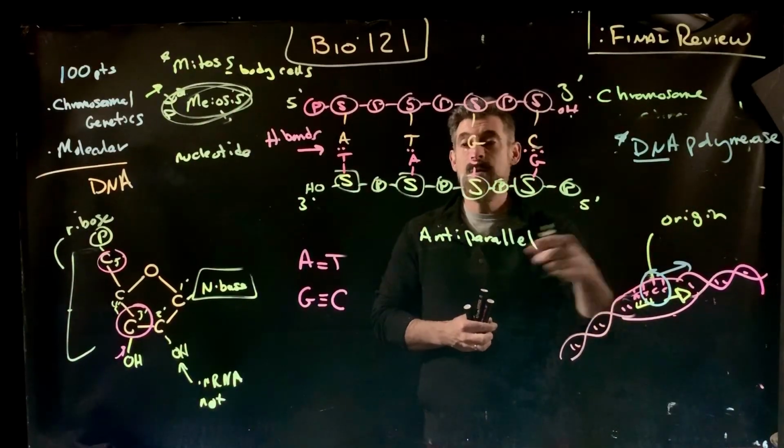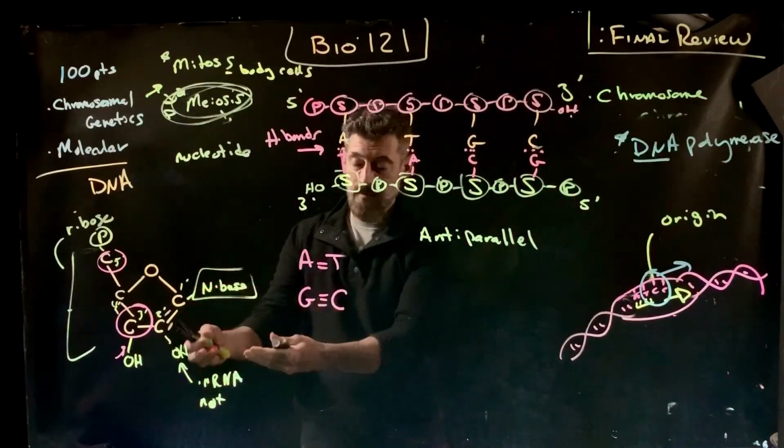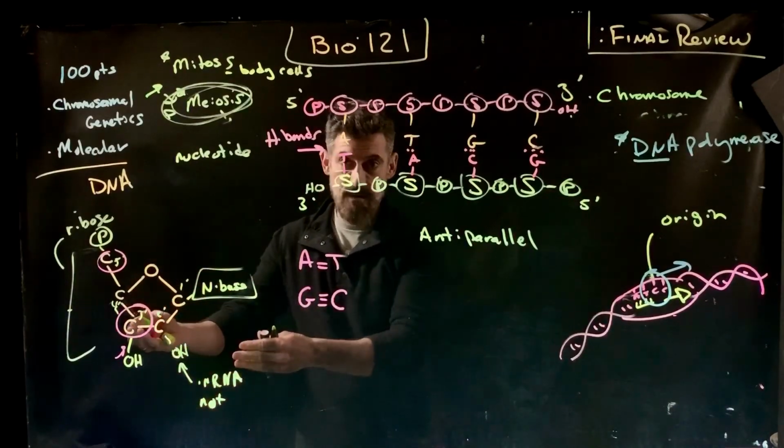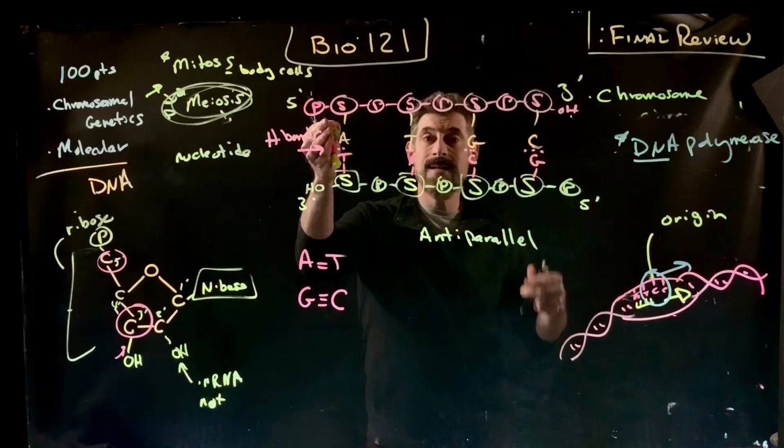DNA polymerase is the enzyme that makes the new strand of DNA. So it's the one that actually puts together the nucleotides, breaks the phosphates off, makes the phosphodiester bond, makes the strand longer and longer and longer. It's using the other strand as the template.